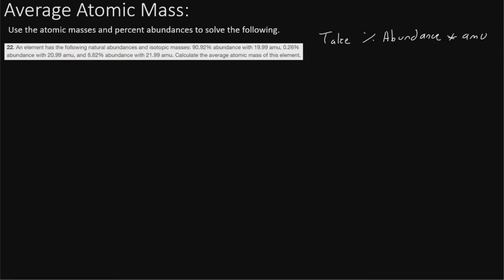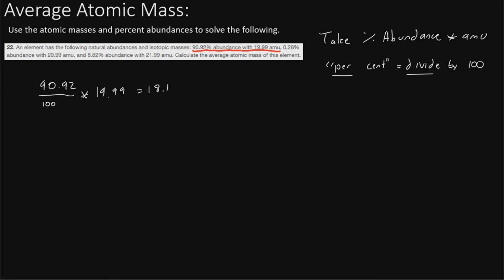The first part of the question says we have 90.92% abundance with 19.99 AMU. Let's begin by starting from the 90.92. And remember that the words percent mean divide by 100. Per means divide, and cent means 100. So we'll divide this by 100 and multiply by the AMU, 19.99. When we put this into a calculator, we get 18.17.